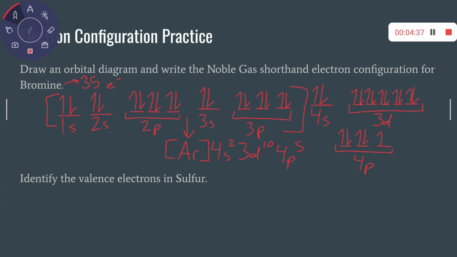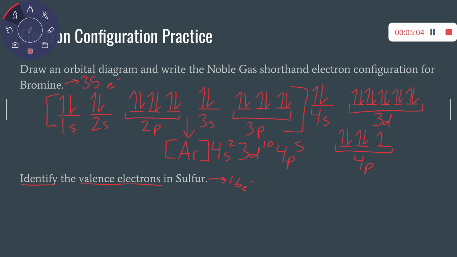So now let's try our valence electrons for sulfur. If I see the phrase identify valence electrons, I should immediately think noble gas shorthand. Because if I can write the electron configuration in noble gas shorthand, I already know my valence electrons. So let's look. Sulfur on the periodic table, when it's neutral, has 16 electrons.